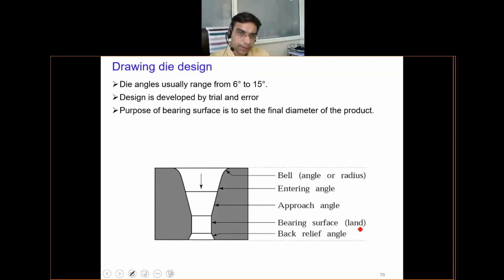So dies have a very specific design which is developed by trial and error over several years. These dies have a specific parameter which is known as the die angle. The die angle usually ranges from 6 degrees to 15 degrees, and we also have a bearing surface which sets the final diameter of the product. These are the different parts of the die used in the drawing process, and all the dimensions are set by trial and error.